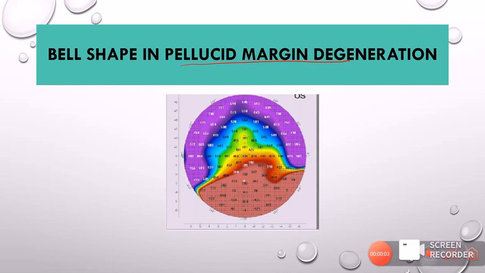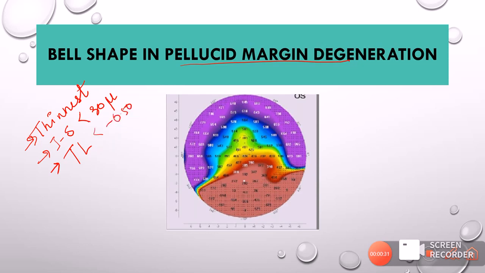To summarize the pachymetry maps, you look for the thinnest location, the thinnest point on the map. Then you look for the inferior and superior symmetry, the difference of which should be less than about 30 microns. Then you look for the shape of the maps, whether it is bell-shaped or a global map, which is definitely a dangerous type of map. Then we should also see the displacement of the thinnest location, which should be less than 0.50. If it is more than that, that means definitely there is ectasia.